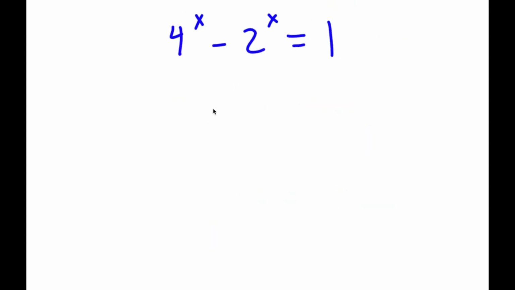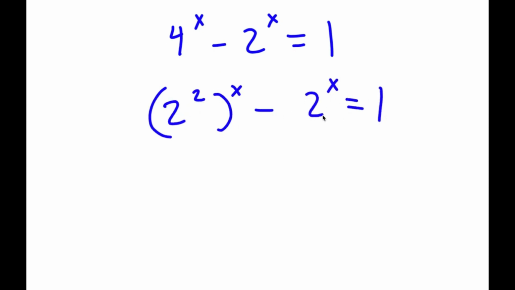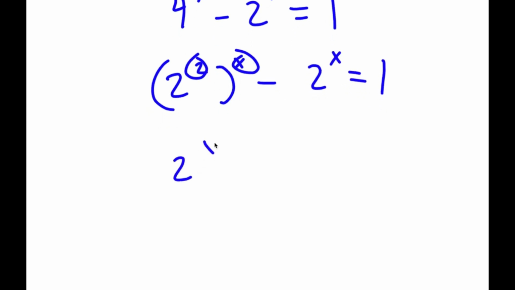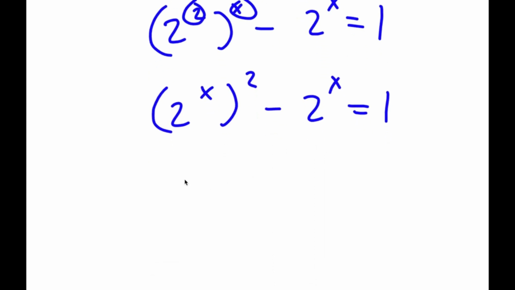Alright, so in this problem, I have 4 to the power of x minus 2 to the power of x is equal to 1. So to solve this, I'm going to first go ahead and rewrite 4 to the power of x as 2 squared to the power of x, because 4 is 2 squared, minus 2 to the power of x is equal to 1. Now, I can actually switch the places of these two exponents, so now I have 2 to the power of x to the power of 2 minus 2 to the power of x is equal to 1.